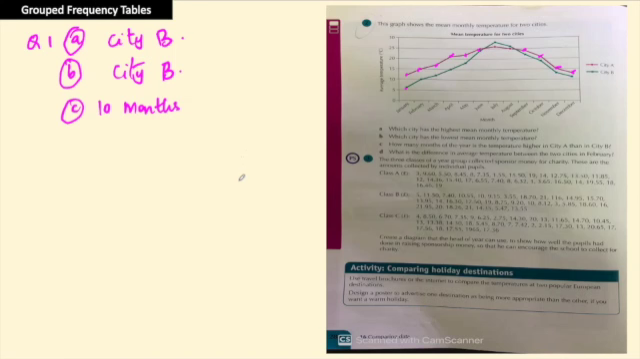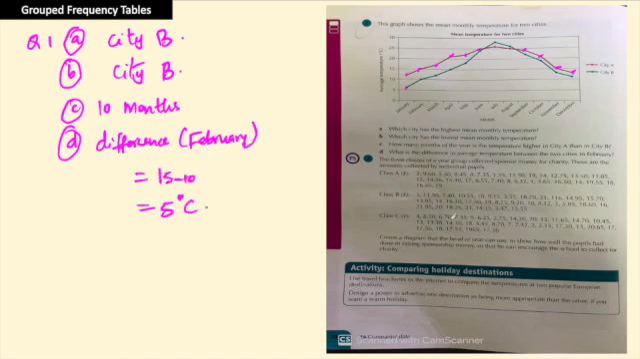What is the difference in average temperature between the two cities in February? In February, in city A, it is 15, and in city B, it is 10. So the difference in the month of February is 15 minus 10, which is 5 degrees Celsius.